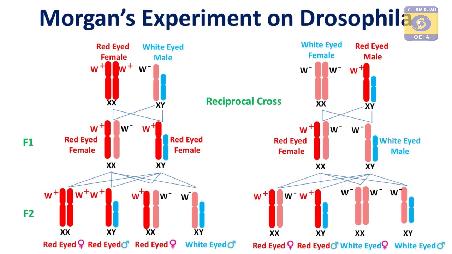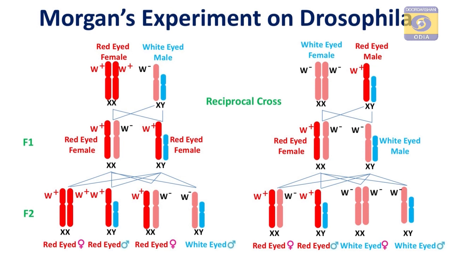pea plant, we take a tall plant and cross it with a dwarf plant. All F1 offsprings are tall. When the tall plants are self-crossed, tall and dwarf plants appear in the F2 generation in the ratio 3:1. No, this is not the normal Mendelian ratio here. You see what happens in the F2 generation.